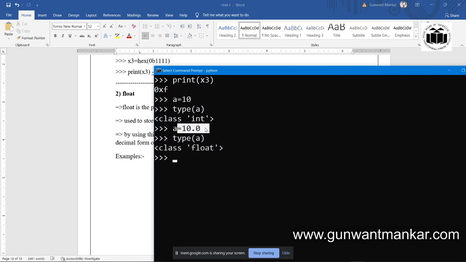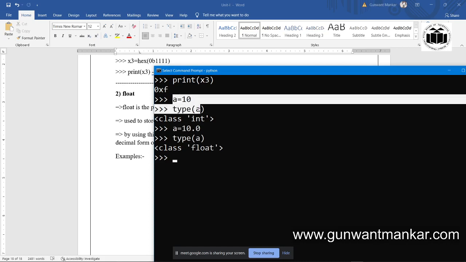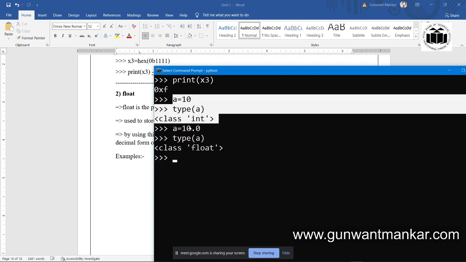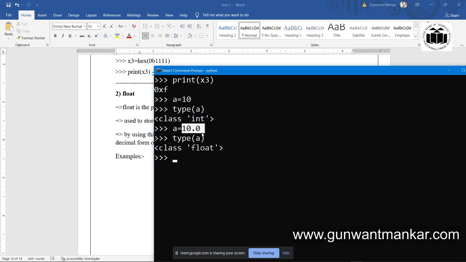10 is 10.0, both are the same. But if you write here a is equal to 10, that is read as integer class. If you take 10.0, that is read as float class. Okay. So x1 is equal to 12.34. Okay, we can now check the type of x1, and print x1. Same value.